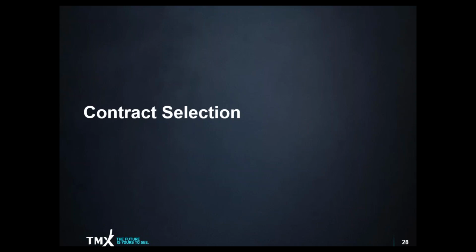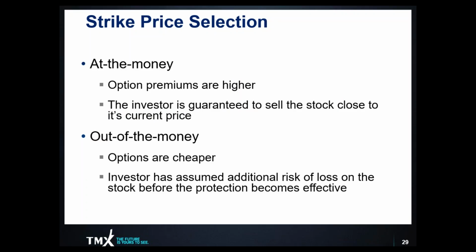So now let's consider contract selection. There's a number of different ways that we can use put options as a hedging strategy. And when we're actually building out these strategies within our portfolio, we really want to consider what and how we want to hedge. So what are we hedging for, and how do we want to hedge this?